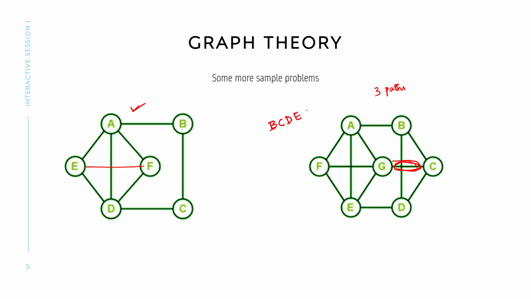G, F, A and B. Right, so B, C, D, E, G, F, A, B. Yeah, that works. But B came twice, right? This is a closed loop, right?